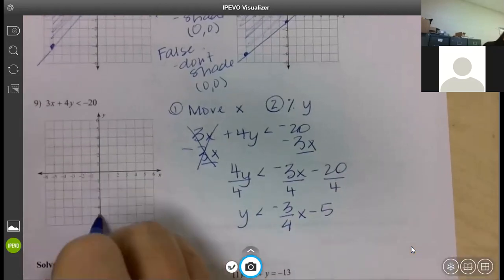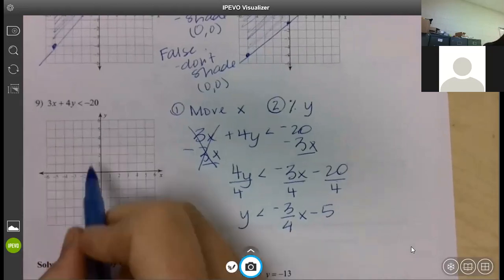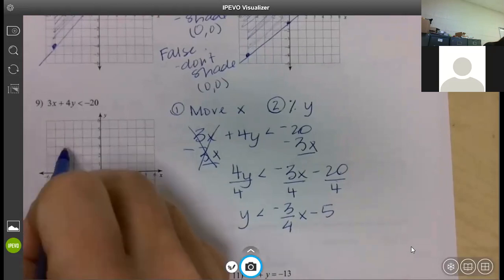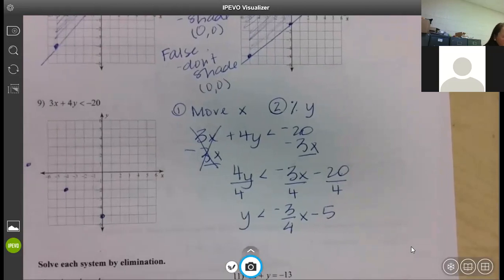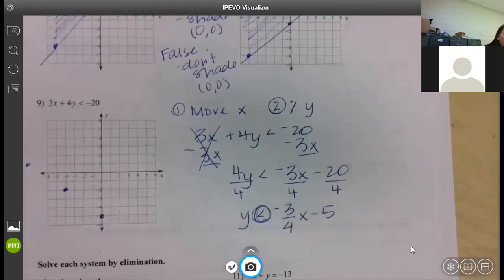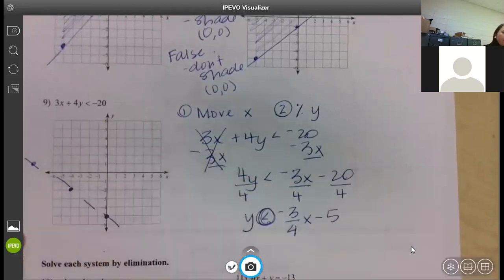This says we start at -5. It says we go down 3 and over 4, but I can't do that on the graph. So I'm going to go up 3 and left 4. And again, I can't really do that anymore, but we can kind of guess it. Okay. Now this one doesn't have a line. So we dash this one.